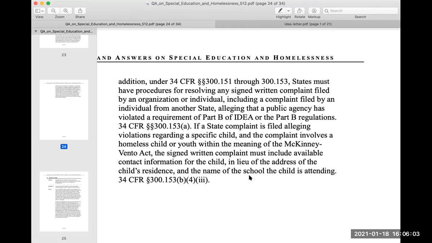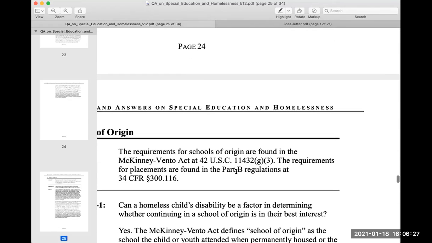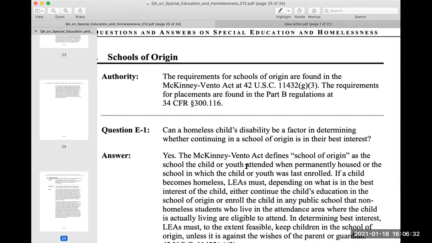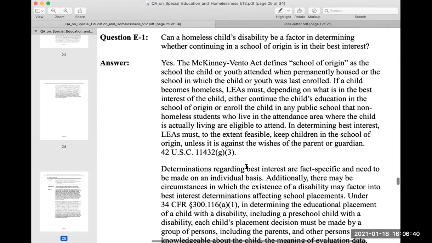34 CFR paragraph 300.153(b)(4). Page 24. Questions and answers on special education and homelessness. Schools of Origin. Authority. Question 1. Answer. The requirements for schools of origin are found in the McKinney-Vento Act at 42 U.S.C. 11432(g)(3). The requirements for placements are found in the Part B regulations at 34 CFR paragraph 300.116. Can the homeless child's disability be a factor in determining whether continuing in a school of origin is in their best interest?